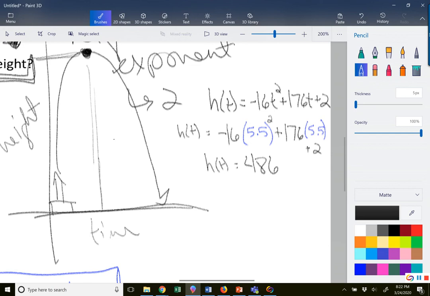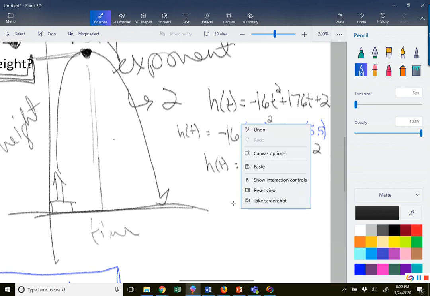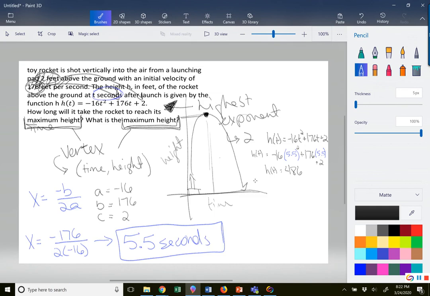Then you need to get your units. So let me go back to my original problem. Our h was in feet. So our maximum height occurred in 5.5 seconds at 486 feet, in case you needed that in a sentence.